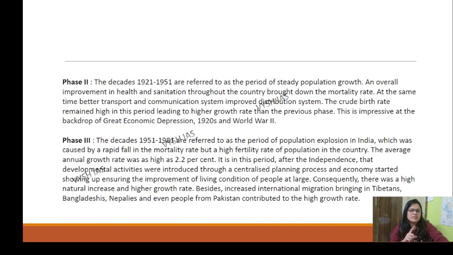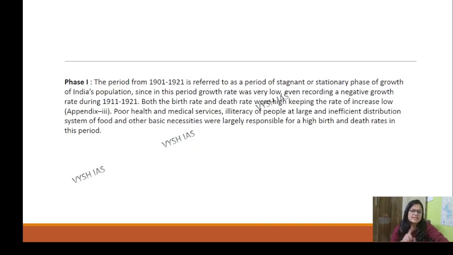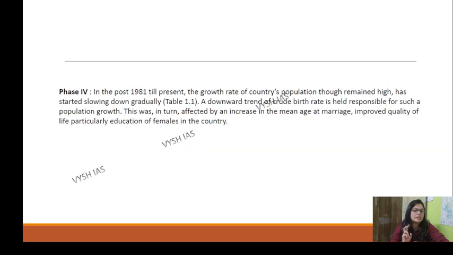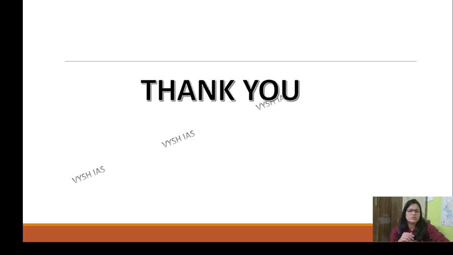Okay. So phase 1 was the stagnant and stationary phase of growth of India's population. Second one is steady. Third one is population explosion, and the fourth is slowing down gradually, a downward trend of the crude birth rate. But it doesn't mean that it was falling or the growth rate was not there. If it was 10% earlier, it was coming down to 8, 7, 6. It was growing with this, but it was growing. You must have studied about it in inflation also, disinflation, right? So those ones.